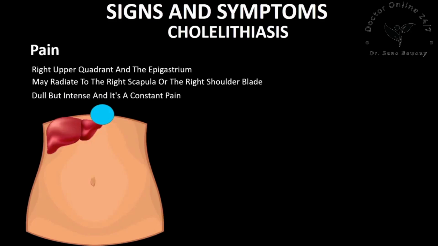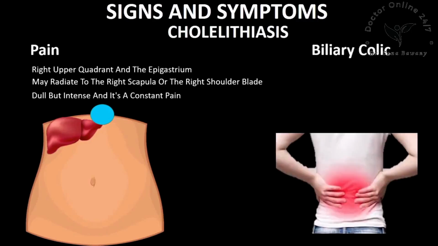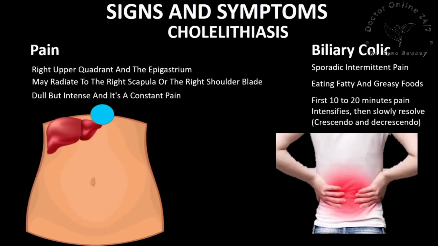And the pain that occurs with cholelithiasis is what we call biliary colic. So it's a colic pain. It's sporadic, intermittent pain, and it occurs after eating fatty and greasy foods. The reason for this is that the gallbladder contains bile. When you eat fatty and greasy foods, the gallbladder squeezes, it contracts to release the bile. Bile helps to digest fats.